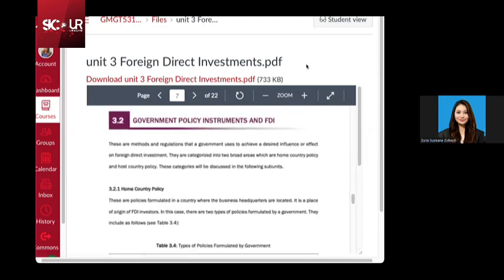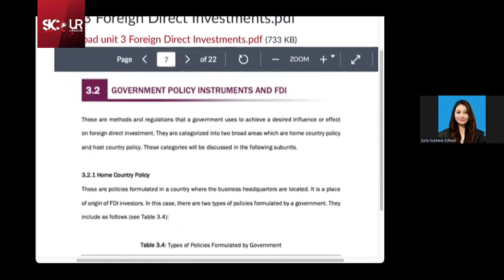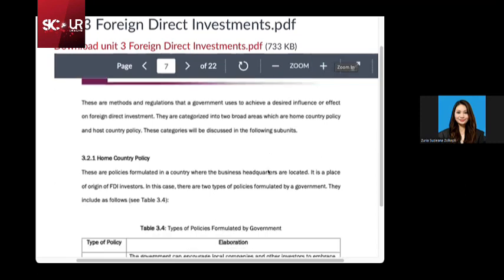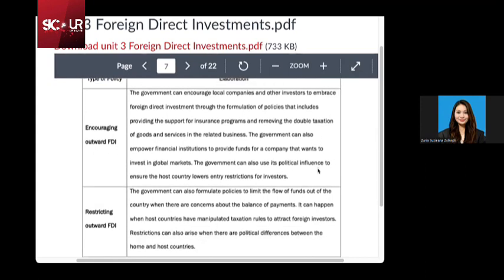Government policy and instrument. Okay, government policy and instrument. So types of policy formulated by government, encouraging outward FDI. So what government do is they can encourage local companies and other investors to embrace FDI through formulation of policy that provides for insurance programs, removing the double taxation of goods and services, and then use political influence as well to ensure the host country lowers entry restrictions for investors.